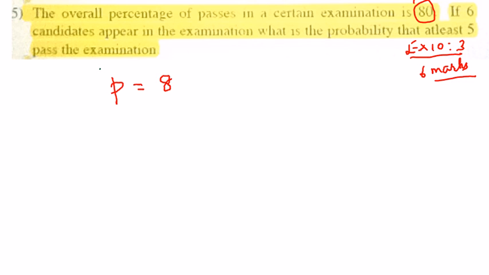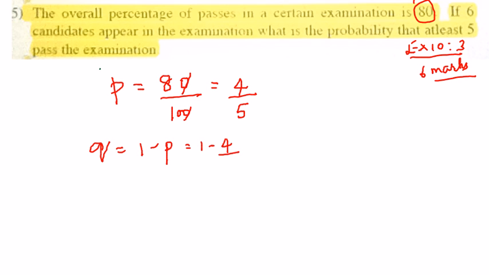which is the probability of success here, as 80 by 100 because it is given in percentage. So this, when you simplify further, you get it as 4 by 5. If P is 4 by 5, Q is 1 minus P, which is 1 minus 4 by 5, and after taking LCM you get it as 1 by 5.